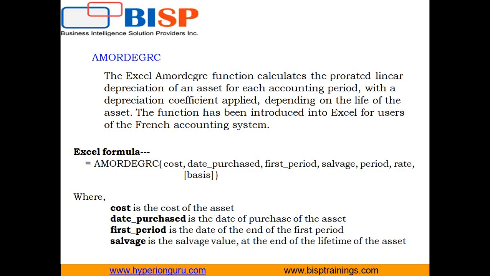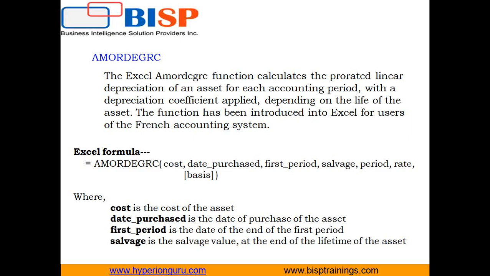So the first function is AMORDEGRC. In accountancy, depreciation refers to two aspects of the same concept: the decrease in value of assets and the allocation of the cost of assets to the periods in which the assets are used. So this function is used for calculating depreciation using a depreciation coefficient. Different countries have different methods of calculating depreciation. Excel includes the AMORDEGRC function for use with French accounting rules. In this case, you can assign the depreciation coefficient based on the economic life of an asset.